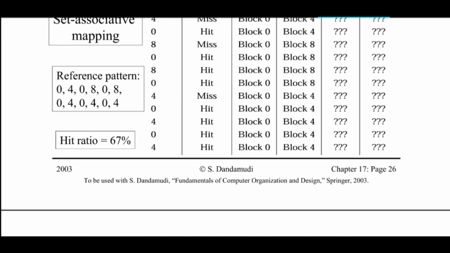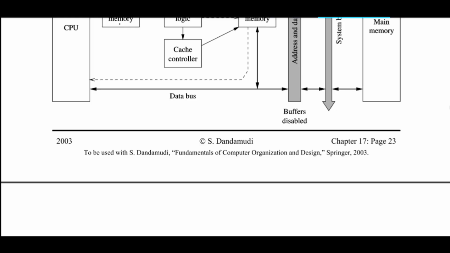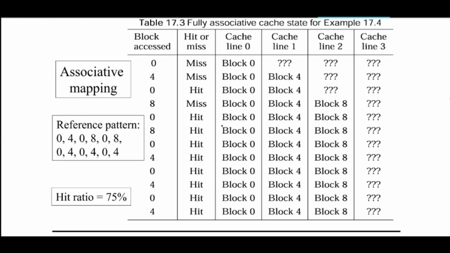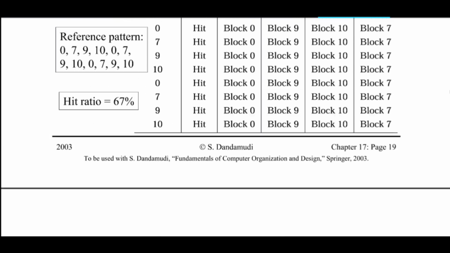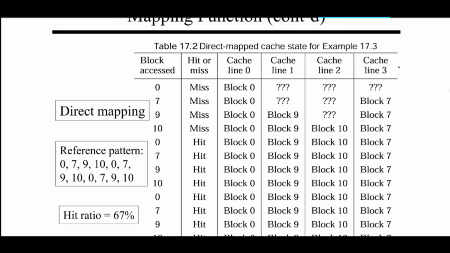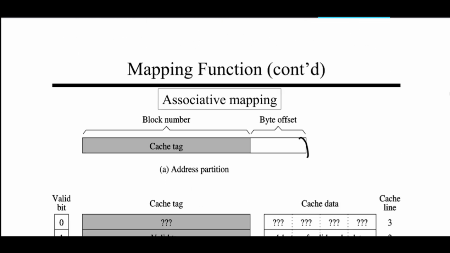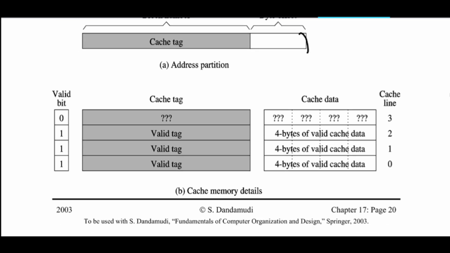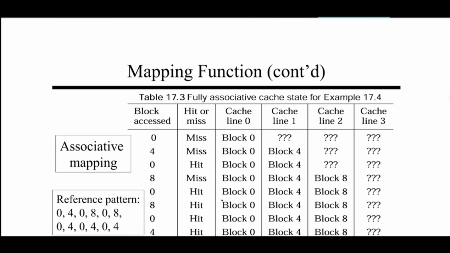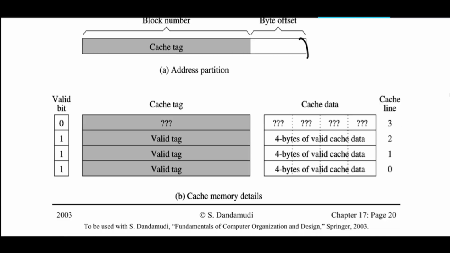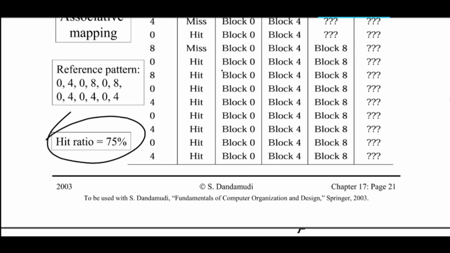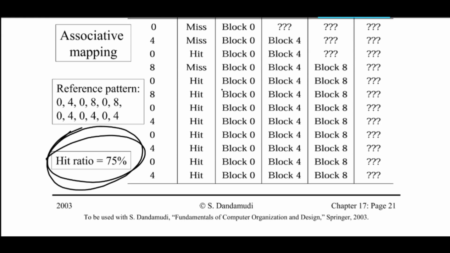You can also tell that the hit ratio in set associative mapping is 67%, in fully associative mapping it is 75%, and in direct mapping it is 67%. Then why are we using set associative mapping and direct mapping? We could use fully associative mapping, since it has a better hit ratio of 75%.